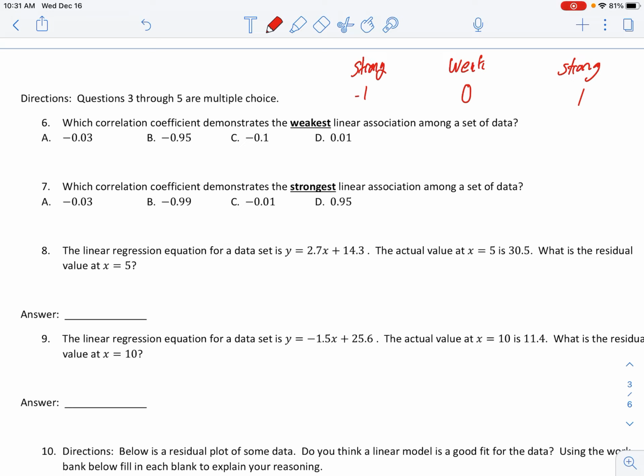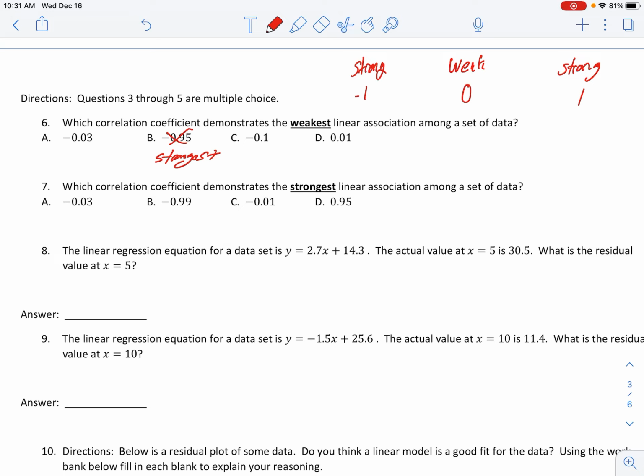So when I look at these answers for question 6, I'm looking for the one that is closest to 0. It could be positive, it could be negative. Of these three, negative 0.95 is not. This would actually be my strongest, okay? Now, the three that remain, those are all pretty small. They're all pretty close to 0. Now, which one is closest?